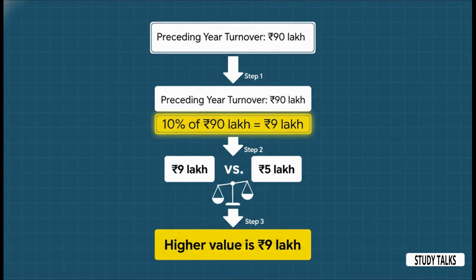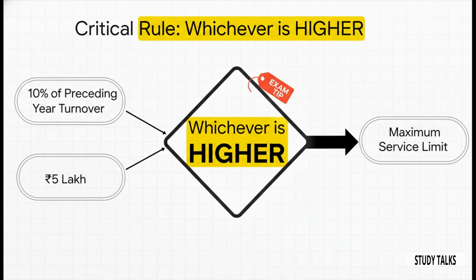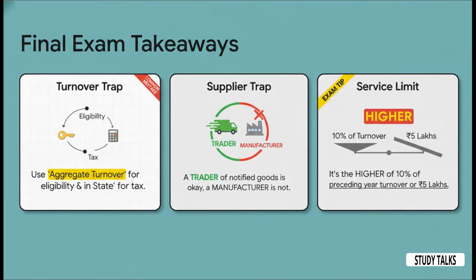It's that simple. So you see, the trap in that MCQ was designed to check one tiny thing. Did you remember the rule is whichever is higher? It's so easy to just calculate the 10% and stop, or to instinctively think you should pick the lower, more restrictive amount. But no, the law gives a benefit here, and you get to take the higher of the two values.